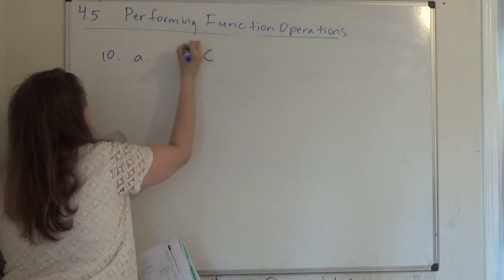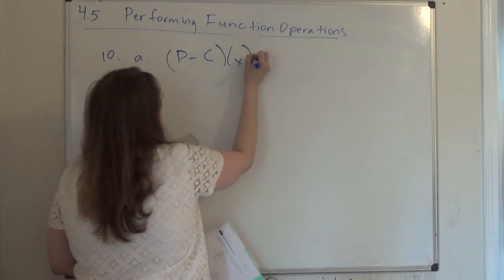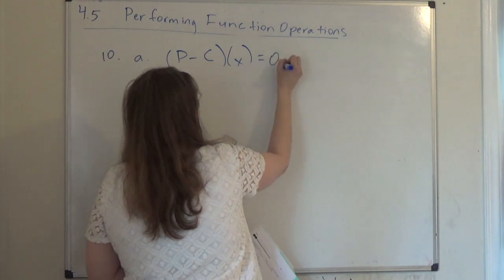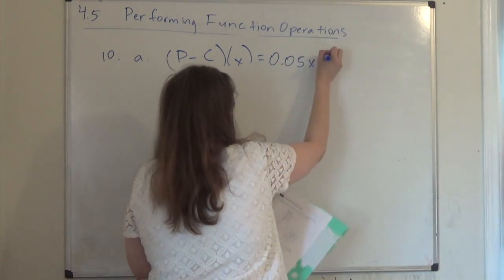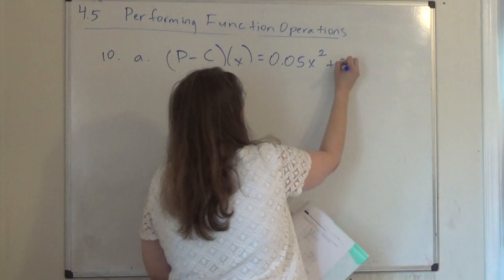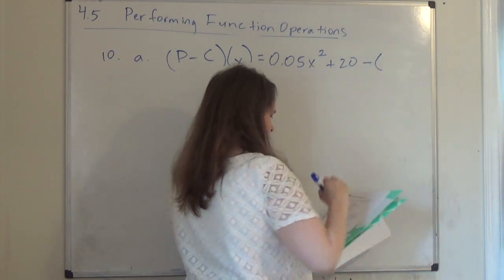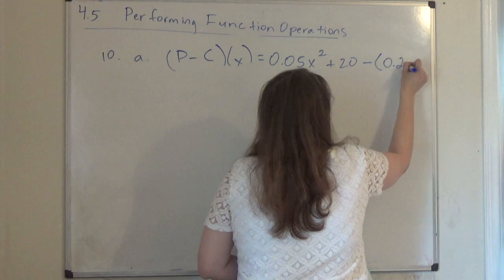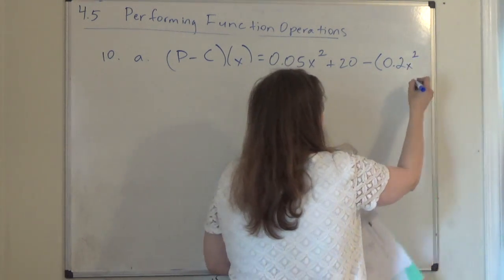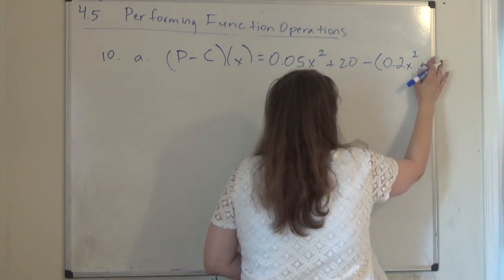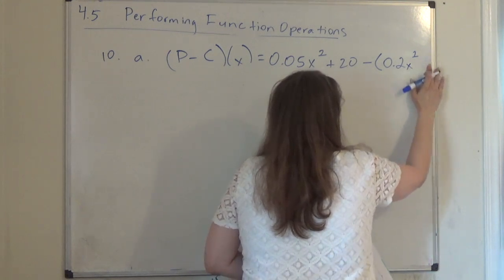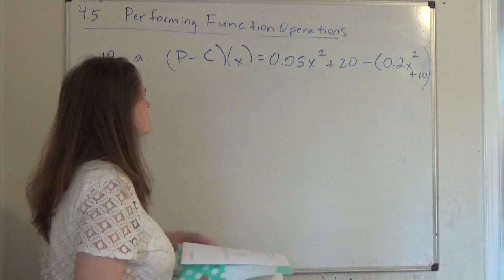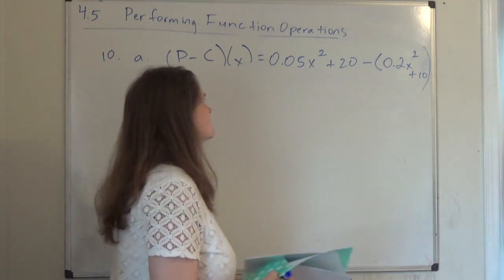P minus C of X. I'm going to do 0.05x squared plus 20 minus parentheses 0.2x squared plus 10. Okay, so that's just the P function minus the C function.